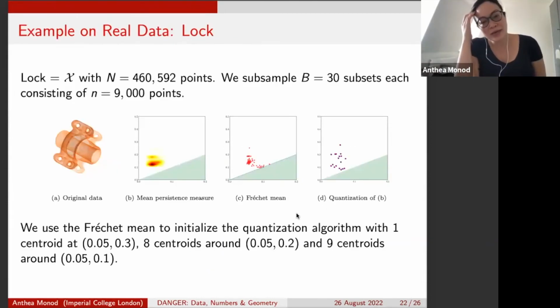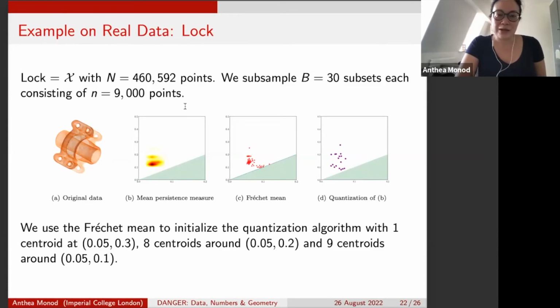Okay, so let's do this on real data now, right? We're going to do this on this image here, where we're looking at the digital shape workbench data set, where we have a point cloud corresponding to this object, a lock. Here n is 460,592 points. So this is too large to compute persistent homology on.